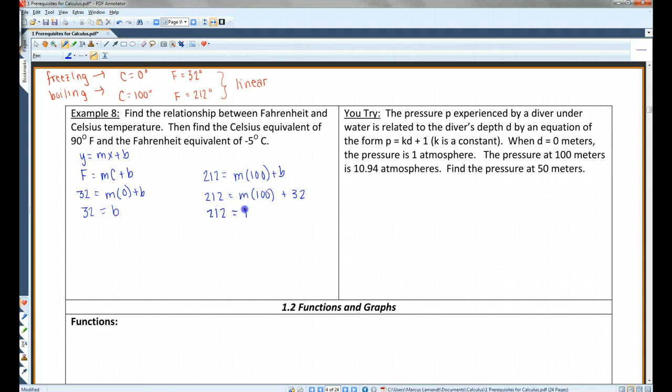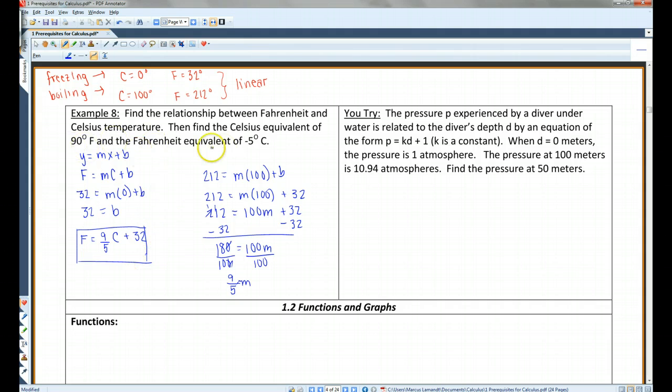So I've got 212 equals 100m plus 32. I'm going to subtract 32 from both sides. This gives me 180 equals 100m, divided by 100. Zeros cancel out. 18 over 10 becomes 9 over 5. So our equation is F equals 9 over 5 C plus 32.